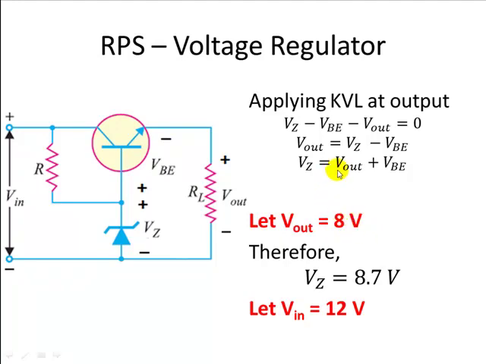So if I plug in 8 volt in this equation and VBE is equal to 0.7 volt, then I can calculate what should be the breakdown voltage for the Zener diode. So Vz is equal to 8.7 volt. So I have to find a Zener diode whose reverse breakdown voltage or Zener breakdown voltage is 8.7 volt. And let us assume Vin to be greater than Vout. So I have taken Vin is equal to 12 volt. Let it be at least 4 to 5 volt greater than the output voltage that is required. So output voltage required is 8 volt. So I have taken Vin as 12 volt.